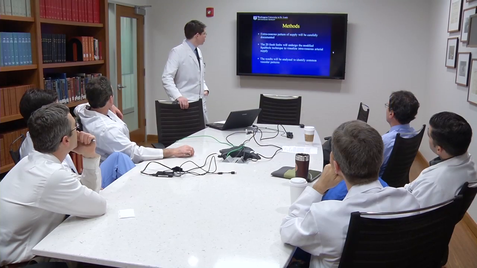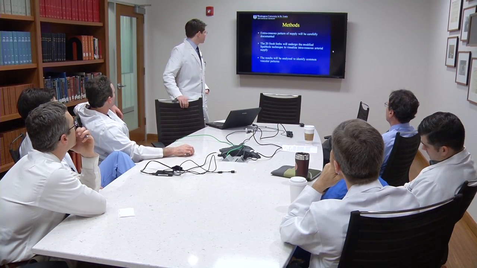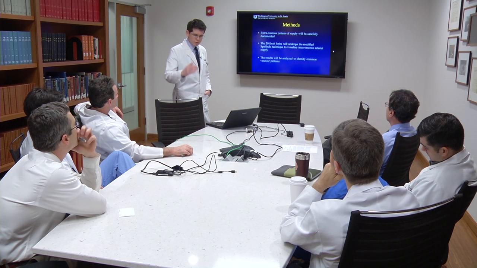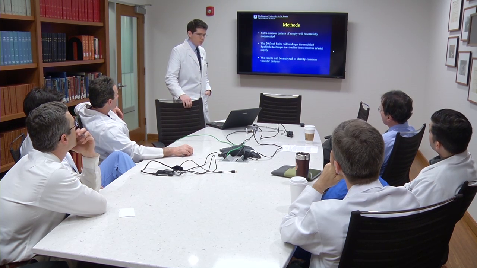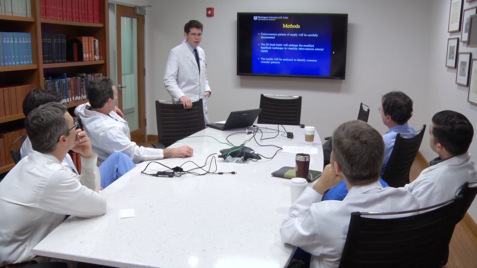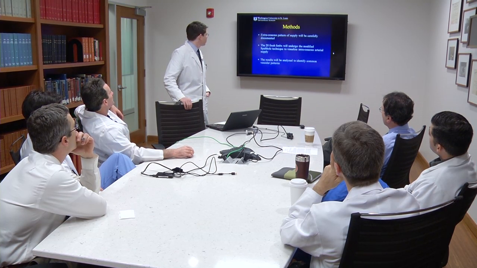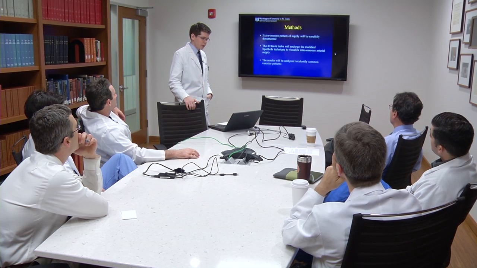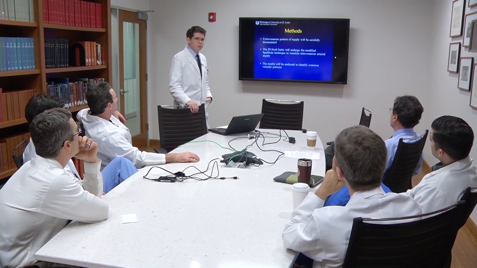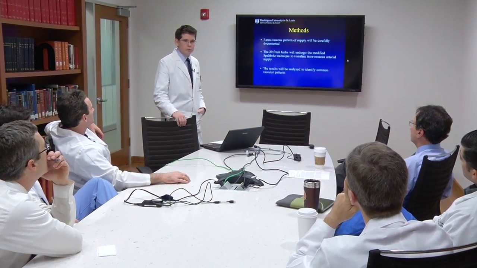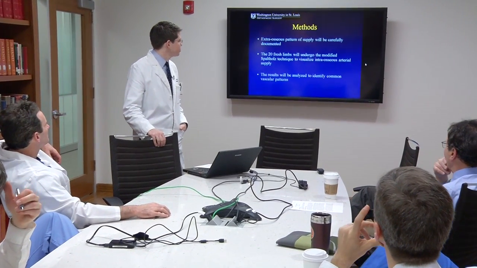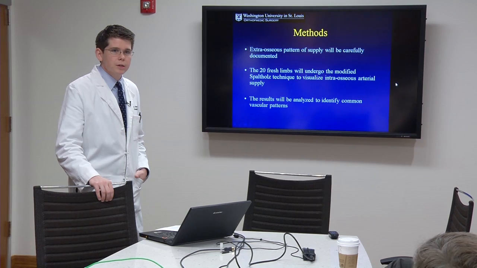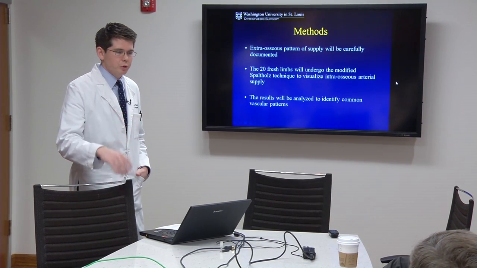So all of those will have their extraosseous pattern of blood supply documented by photographs at serial stages of debridement. And then the 20 specimens that were the fresh or non-frozen limbs will undergo the modified Spalteholz technique, and this will allow us to visualize the intraosseous arterial supply. The frozen samples cannot be processed for intraosseous examination because the freezing of the specimen before injection disrupts the intraosseous vascular supply, so it's unable to be visualized with the India ink.